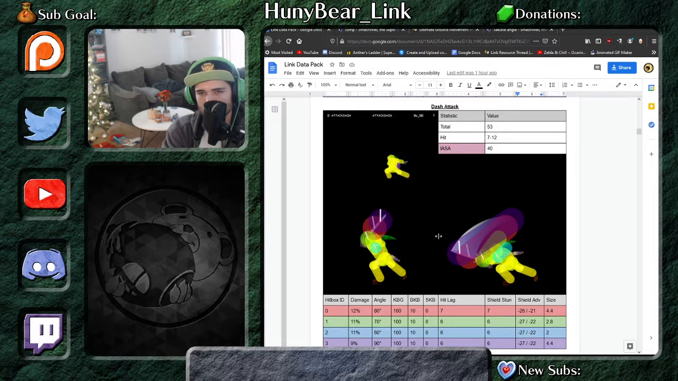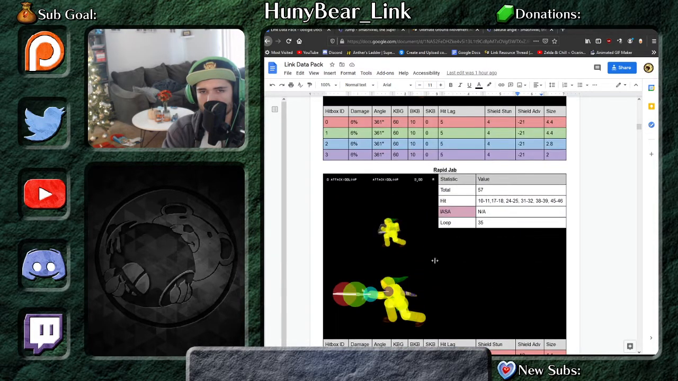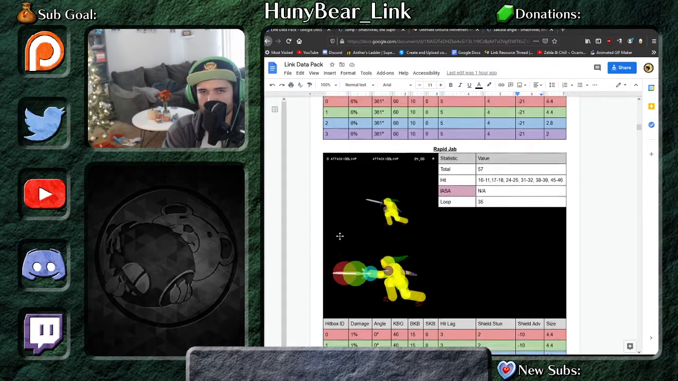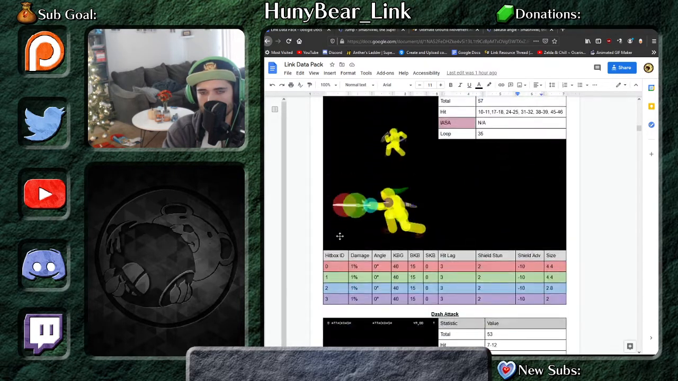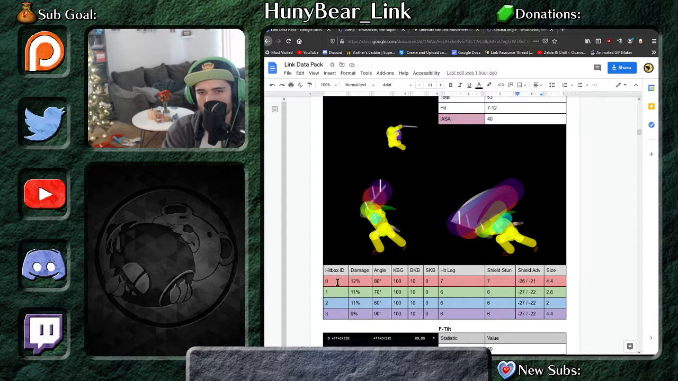Okie dokie. So now we got dash attack, and you can notice that the hitbox ID 0 has always been at the tip for the last few moves we've looked at, but that's not always the case. Sometimes the hitbox with the most priority isn't the hitbox that's on the tip. You can see that pretty clearly here, where we have the hitbox with the least priority, hitbox ID 3, at the tip, and then the one with the most priority being the second one. And then you got these two in the middle being the weak ones.